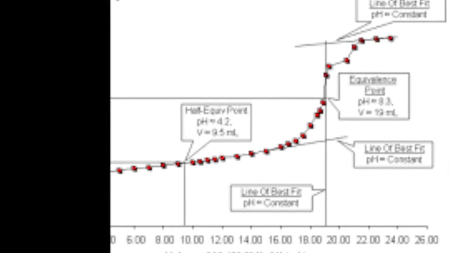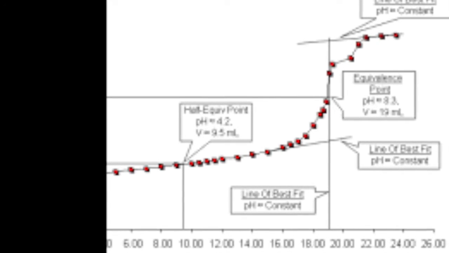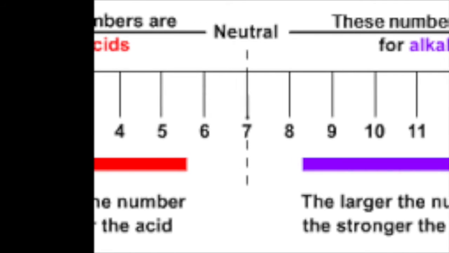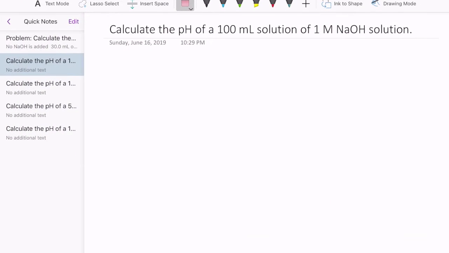pH is a measure of the negative log of the hydrogen ion concentration. This is important to determine the acidity and alkalinity of anything in a solution. Just for reference, strong acids tend to have very low pHs between 0 and 2. Strong bases tend to have pHs around 13 to 14. Weak acids have pHs greater than 2, and weak bases have pHs lower than 13. 7 is neutral. So the first question is to calculate the pH of a 100 milliliter solution of 1 molar sodium hydroxide.